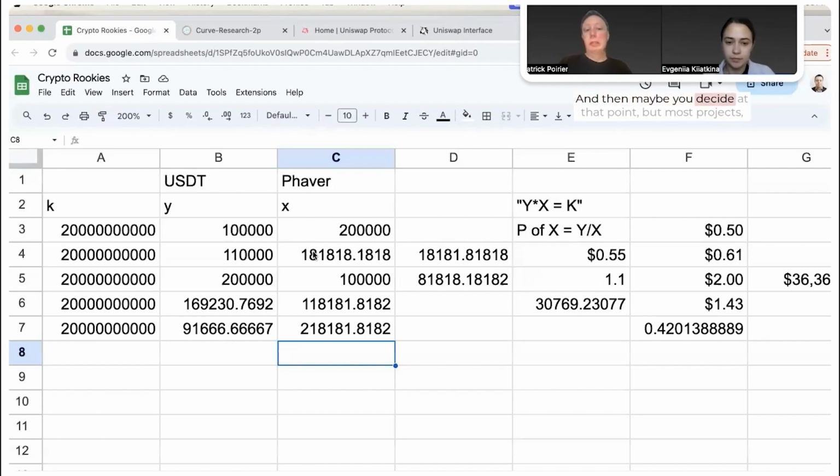And then maybe you decide at that point that most projects have a fixed release schedule and unlock schedule, which to me, I'm never a big fan of because you don't know what the market adoption is. So you would go to Project Insight and look for a white paper where they have a schedule of listing, etc. So more or less you can have a picture of how healthy this project will be.